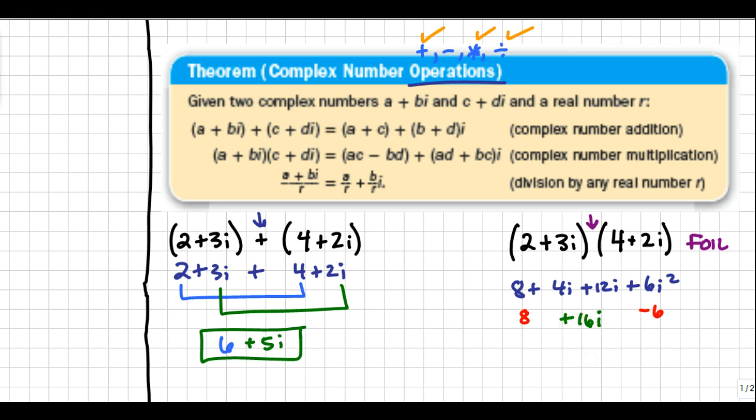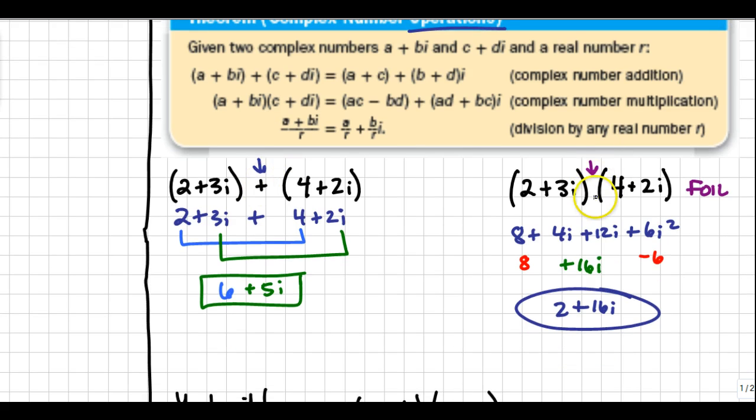So when we're all done here, the 8 minus the 6 is going to be a 2, and then the 16i on the end. Now that's in complex number form. So that's addition and multiplication.